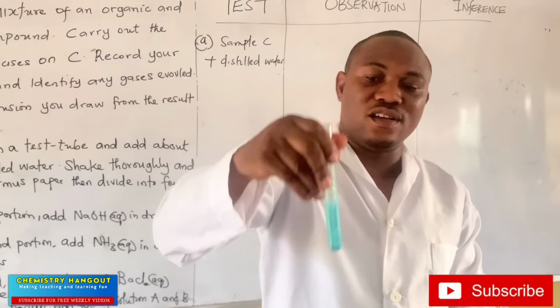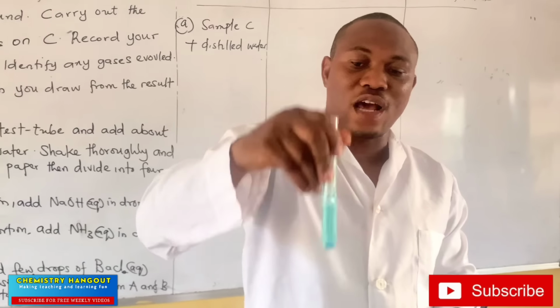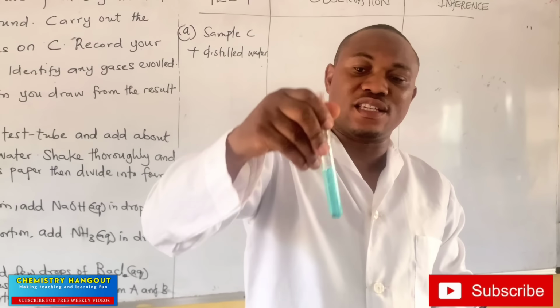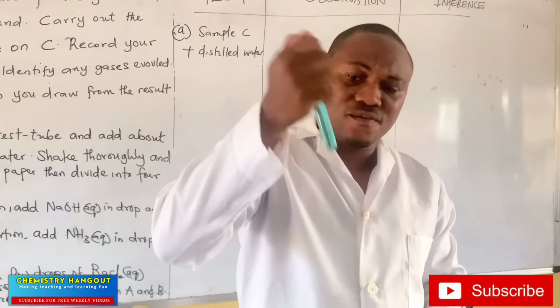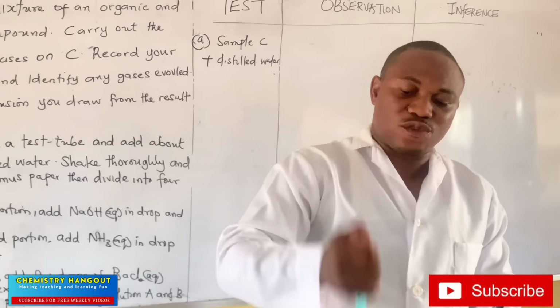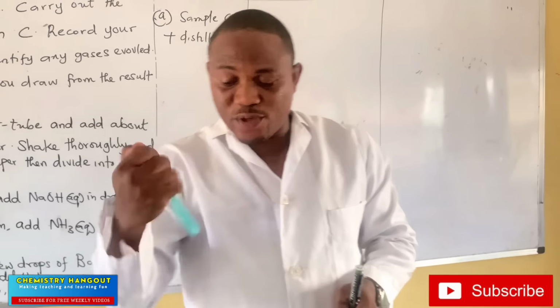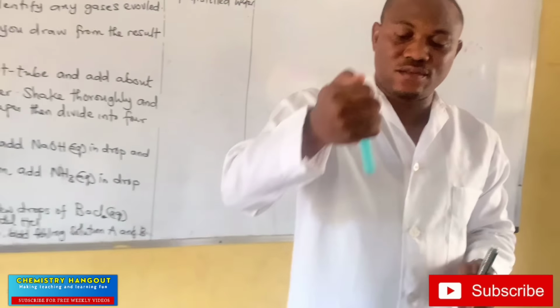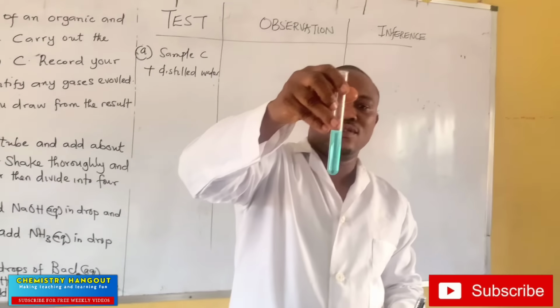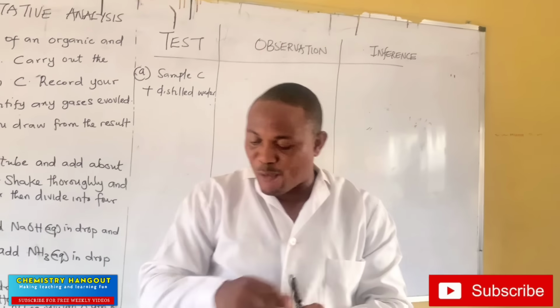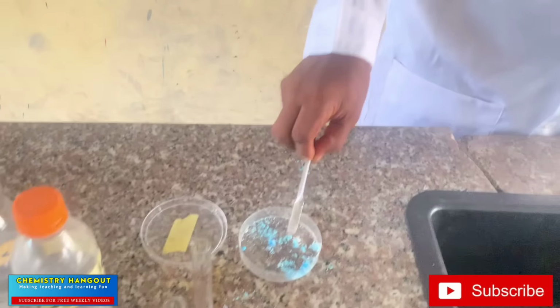Let's shake thoroughly. Very important. So that we can be sure of anything we are recording. Okay? So very, very important. We have to shake thoroughly so that we'll be sure of what we are recording. Okay? Look at that. Did you see? Look at what we started with. Did you see the sample we started with?